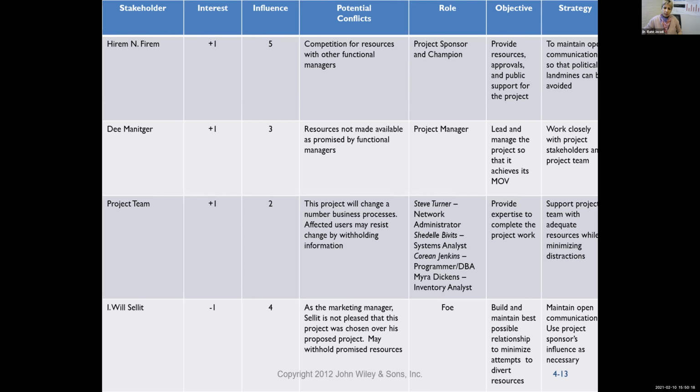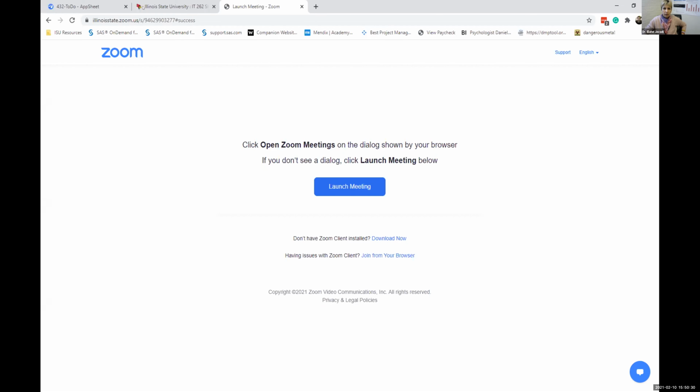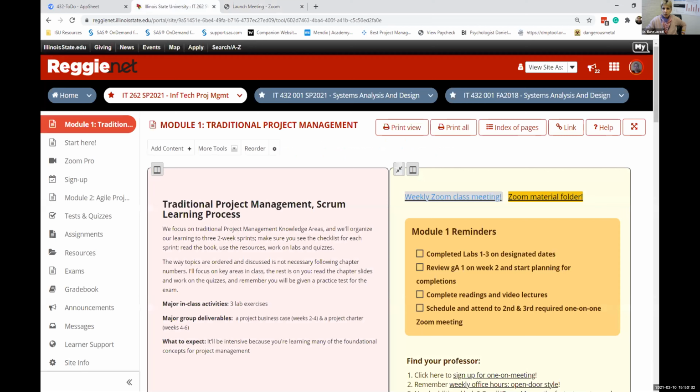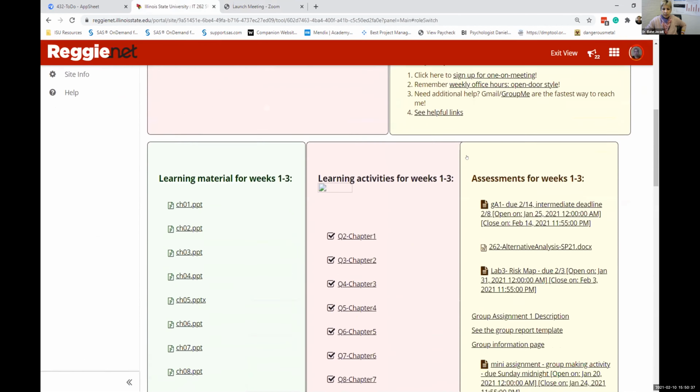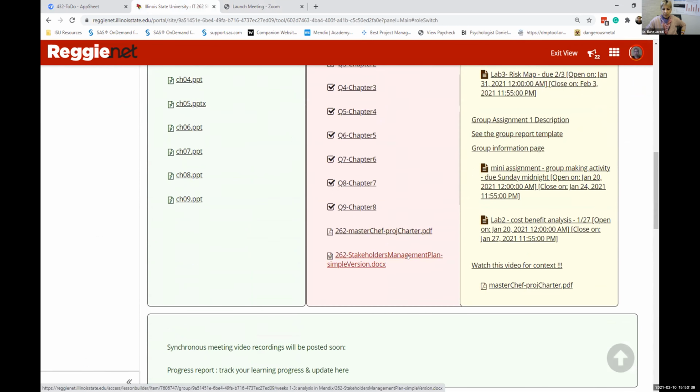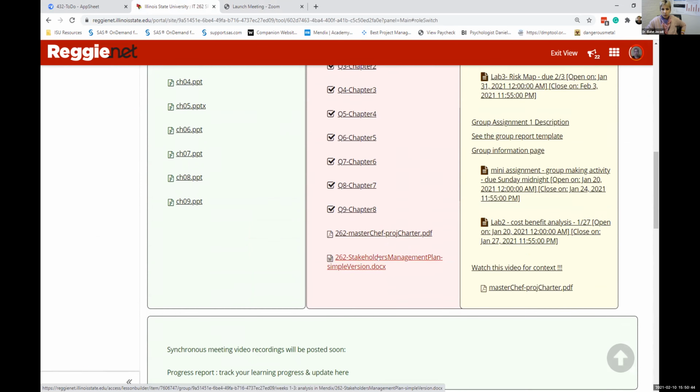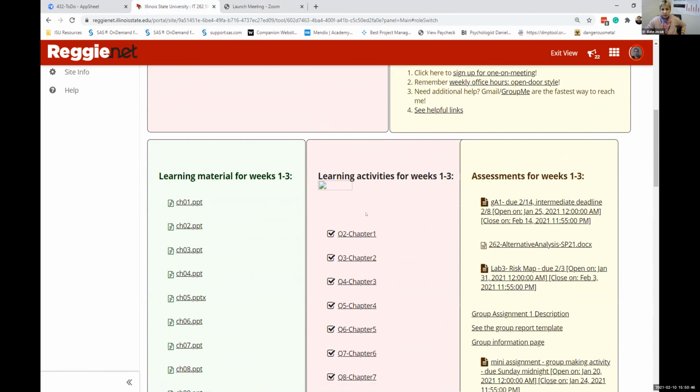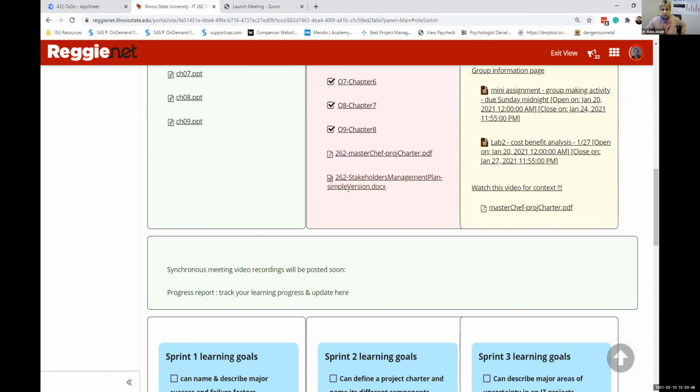Now we're going to do a basic example together. I have two things I need you to go ahead and locate right now on your Reginet page. First of all, go to module 1 and download the Stakeholders Management Plan simple version document. So module 1, learning activities, middle section, last item is the activity.